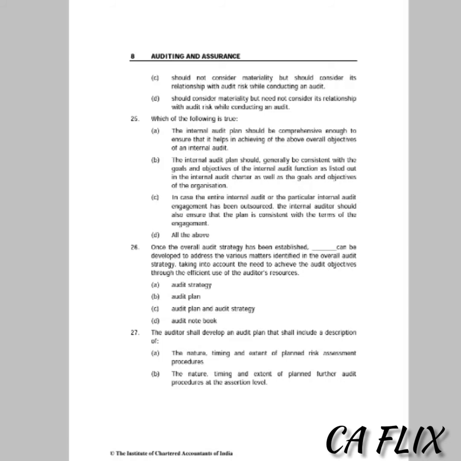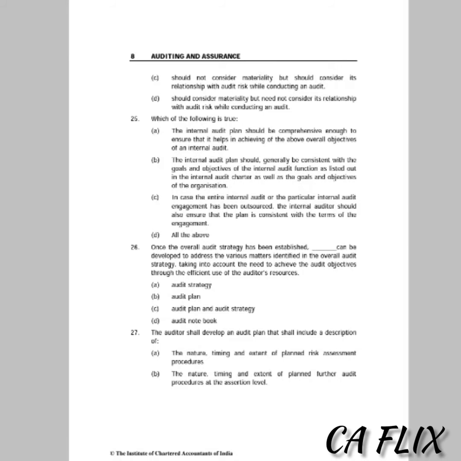Answer is option B, audit plan. Once the overall audit strategy has been established, audit plan can be developed to address the various matters identified in the overall audit strategy, taking into account the need to achieve the audit objective through the efficient use of audit resources.